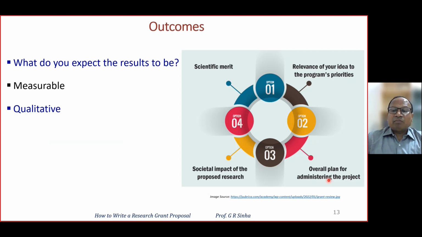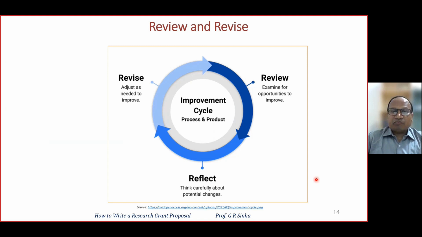An overall plan of administering the project must be one of the important characteristics of the outcome, that how it can be administered, how it can be used in a real time scenario, real time problem. Societal impact of the proposed research, what would be the societal impact, has also to be included in the outcome.